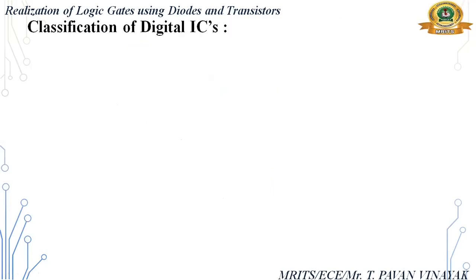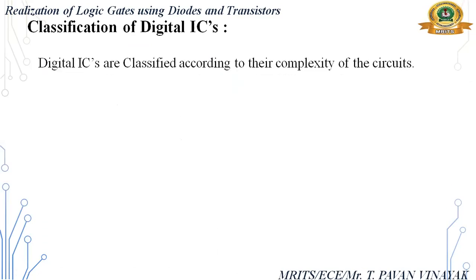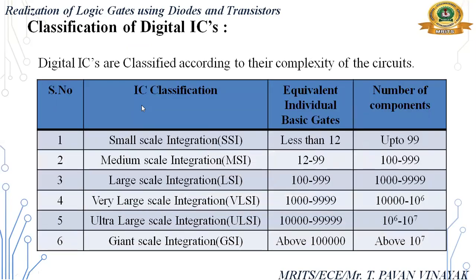Next, classification of digital ICs. Digital ICs are classified according to their complexity. What is complexity? It means based on the gates and transistors available in a single IC. So these are the classifications. We have 6 types: small scale integration, medium scale integration, large scale integration, VLSI, ULSI, and GSI, giant scale integration.